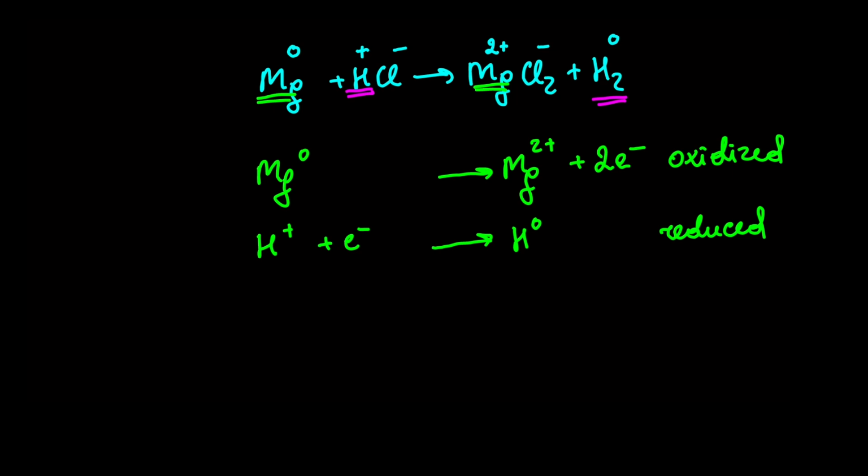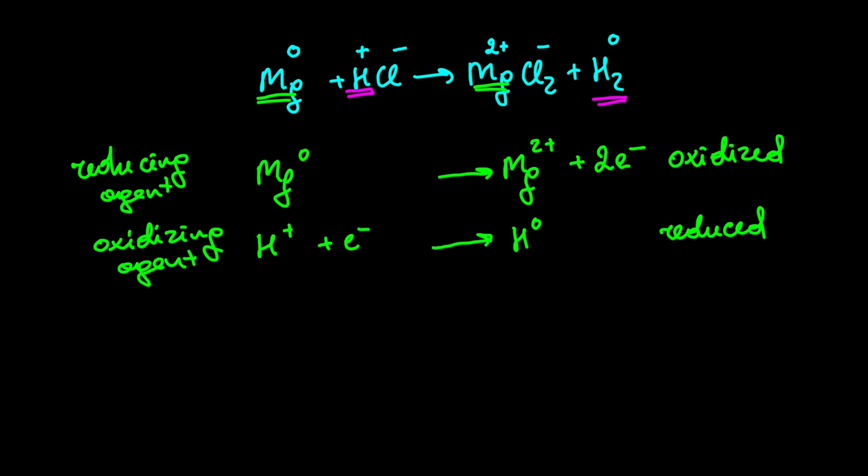There must always be one compound or ion which is oxidized and one which is reduced. Now, because magnesium was oxidized, we say that pure magnesium is a reducing agent. And because hydrogen accepted electrons, we call it the oxidizing agent. It is very easy to remember. Reduced compounds always are an oxidizing agent, and oxidized compounds always are a reducing agent.